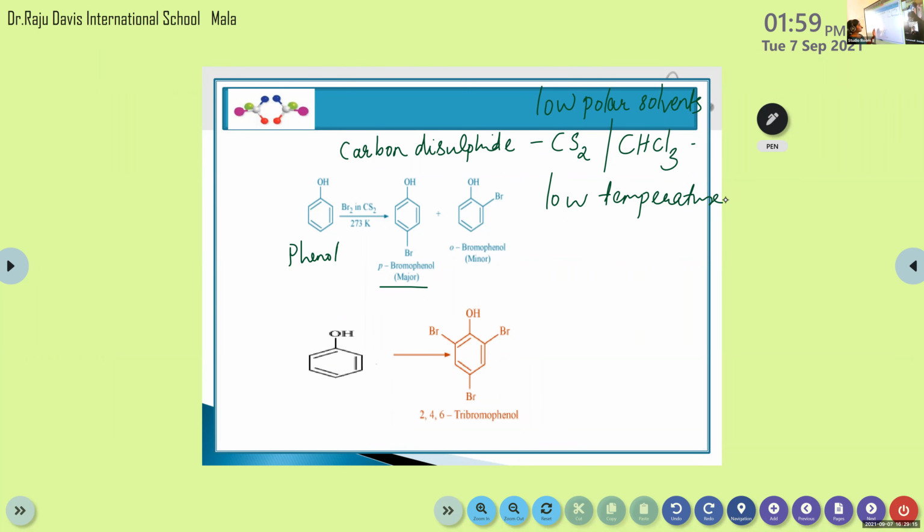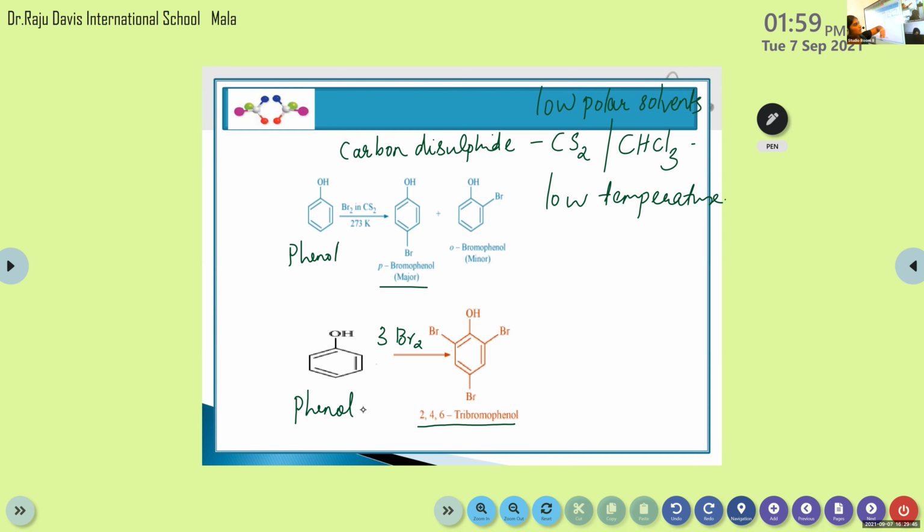And again, when phenol is treated with bromine water, 2,4,6-tribromophenol will be obtained. That means all the ortho and para positions will be substituted by bromine. Phenol reacts with bromine to form 2,4,6-tribromophenol. All the ortho and para positions are substituted by bromine.